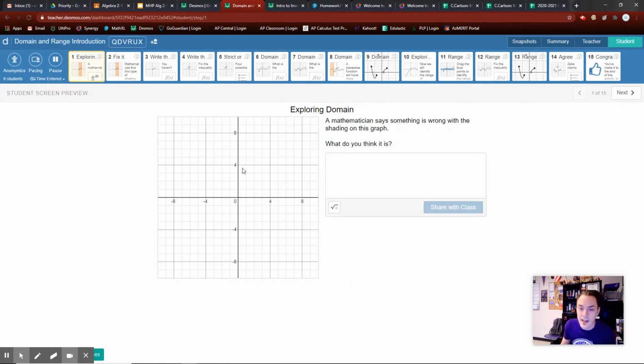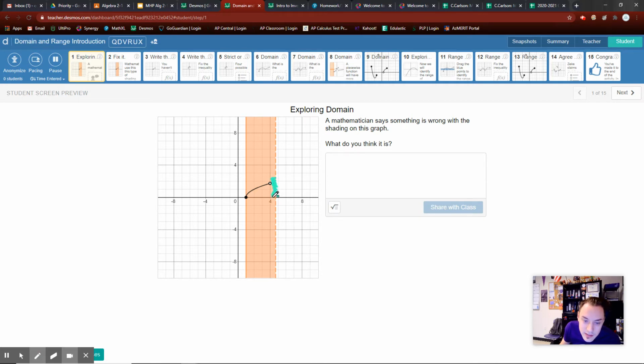What you're going to be seeing here is something like this. What do you think domain is? You should absolutely say something like, okay, domain is the x values, it is the inputs. A mathematician says something is wrong with this shading graph. What do you think that is? Well, first of all, domain is the set of all x values for which the graph exists. Look at this shading here. There's a little bit something wrong here.